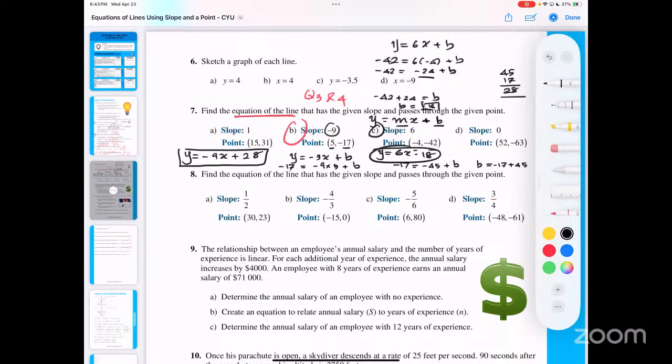All right. Now the next question is fun. Can you guys do that? Yes, sir. Can you just do 7D, please? 7D. Find the equation of the line that has a given slope and passes through the given point.